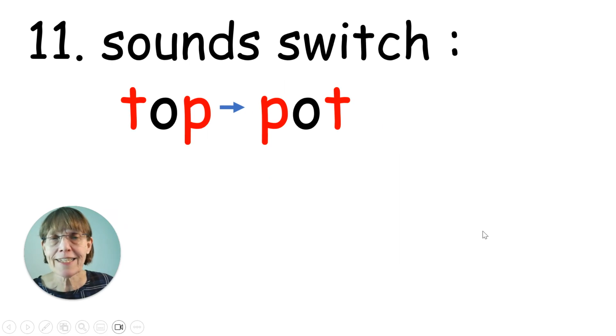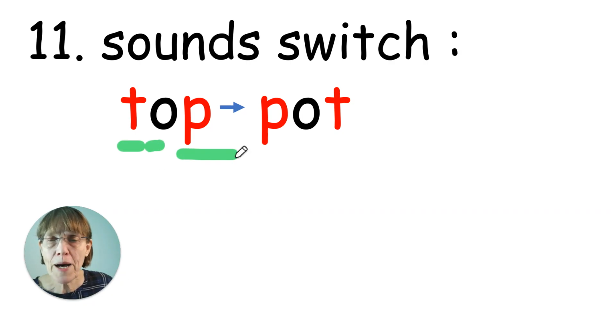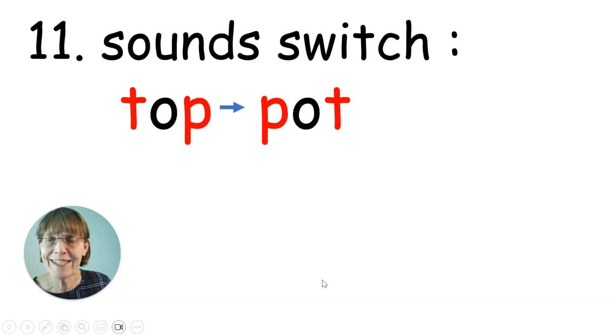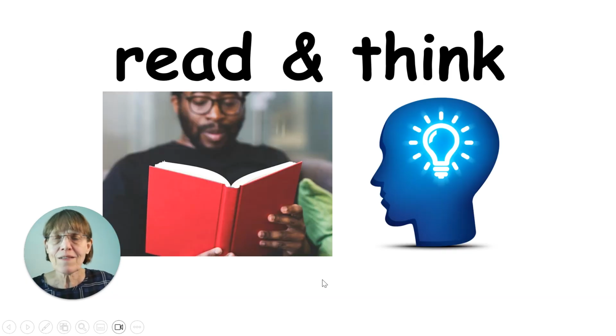And our last change is where our sounds switch. So we have the same sounds, t, ah, p. But in this word, the p is number 1, ah, same, and t is number 3, the last sound. So top to pot. Switch. So now, please read the words and think. What change?